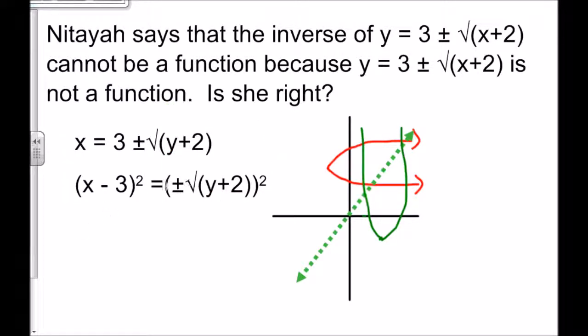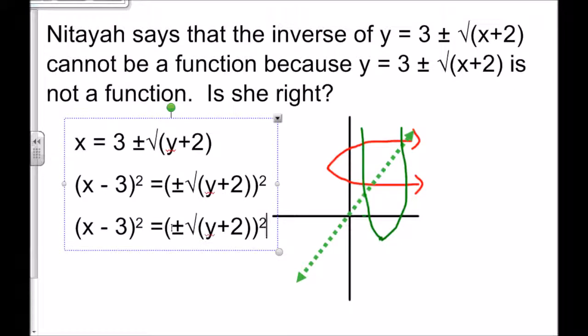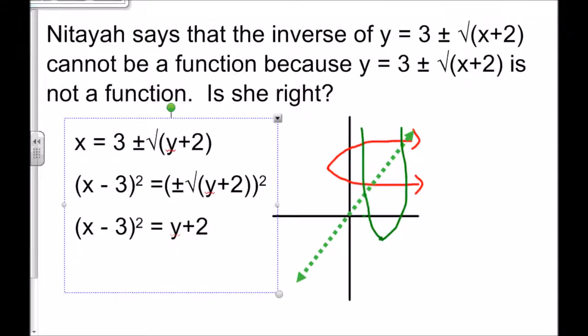I am going to, for the time being, leave this side just as (x minus 3) squared. We can of course FOIL it out, but I'm not going to just yet. However, over here, what's going to happen? Both the positive and the negative, when you square them, will become positive, so that won't matter anymore. And squaring and taking the square root will undo each other. So what's on this side is just y plus 2. The last step, then, would be to subtract 2 from both sides. So we get (x minus 3) squared minus 2 equals y.